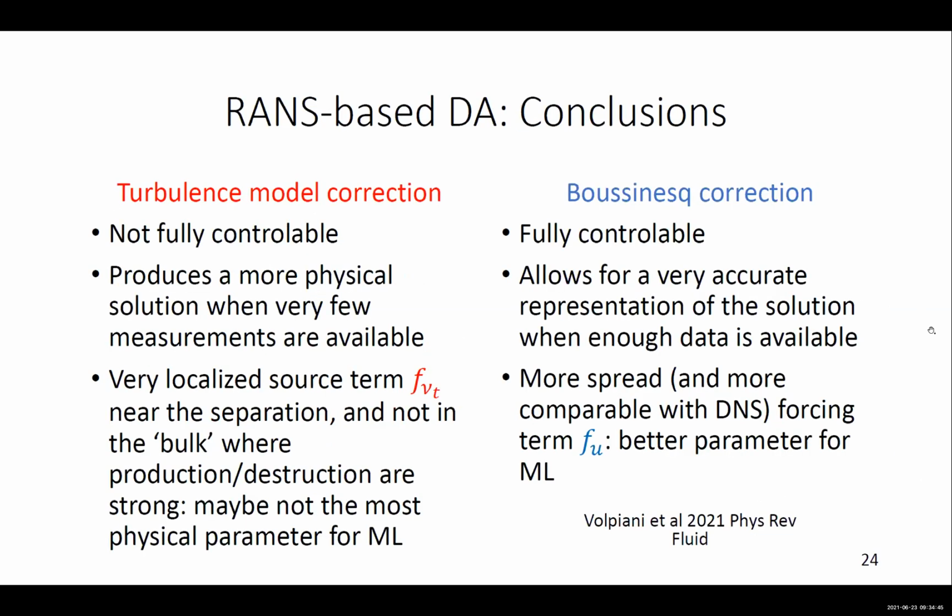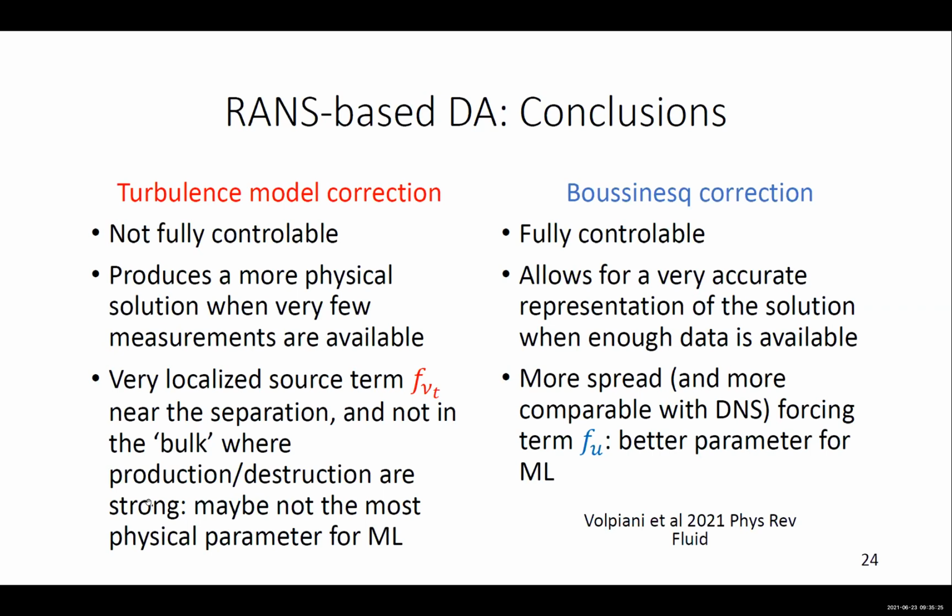So in conclusion, we have two models here. The left-hand side is the turbulence model correction, which is not fully controllable, although it does produce a better solution than the other. One interesting feature is that if we only have at hand very sparse information, this model could be interesting because of its rigidity, right? So it goes faster to the actual, closer solution.